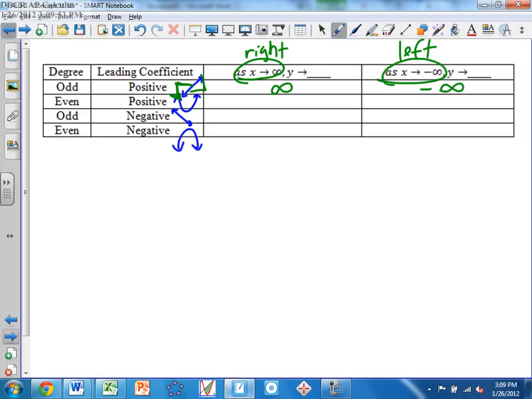What about a quadratic or a parabola? Positive. They both go up. Both ends of my hand right here, I'm showing you both point upward. So we have positive infinity, positive infinity.